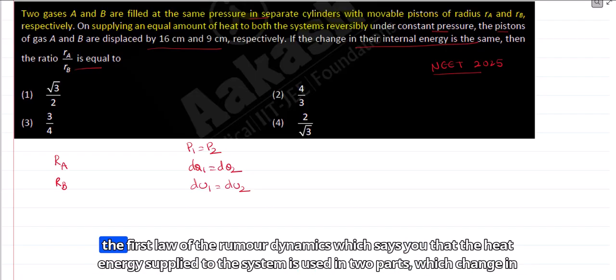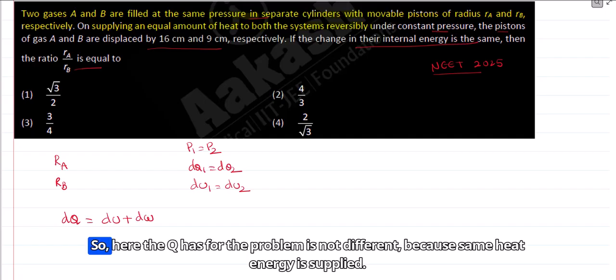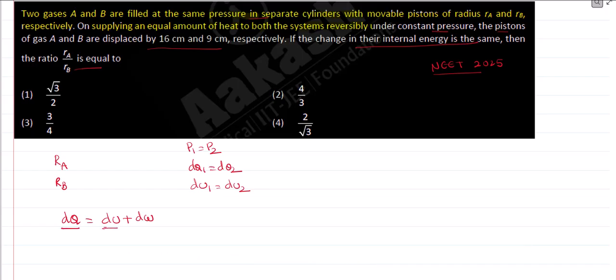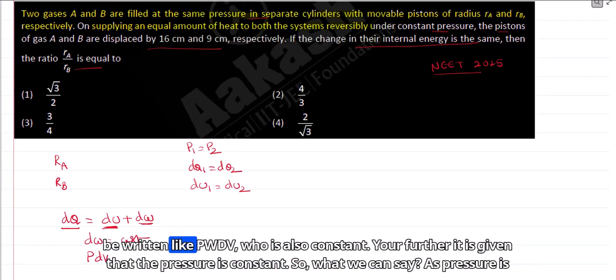So we can use the first law of thermodynamics, which says that the heat energy supplied to the system is used in two parts: change in internal energy and doing some external work. So here dQ, as per the problem, is not different because the same heat energy is supplied. dU is not different because the same internal energy change is given. Therefore, we can say dW is constant in both the cases. So work done can be written as PdV, which is also constant.